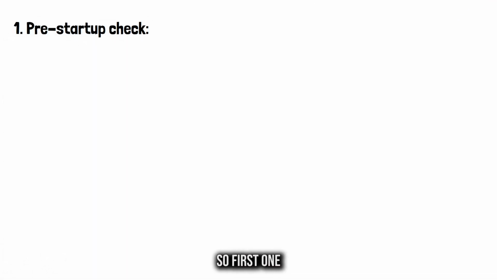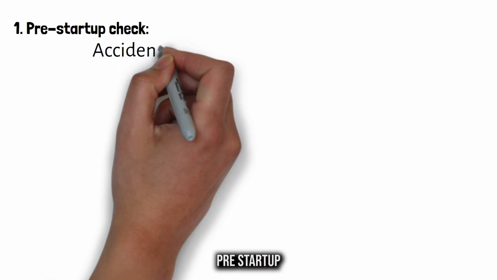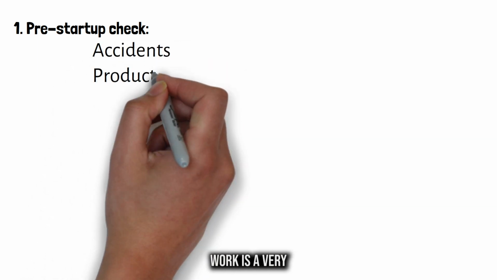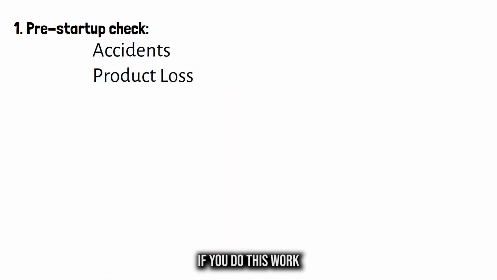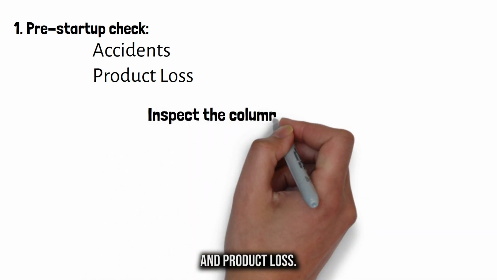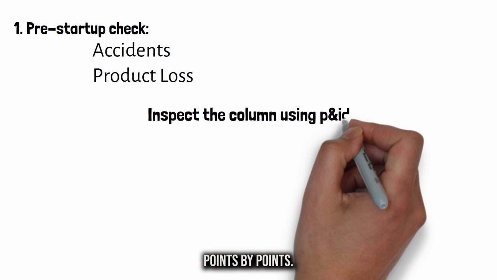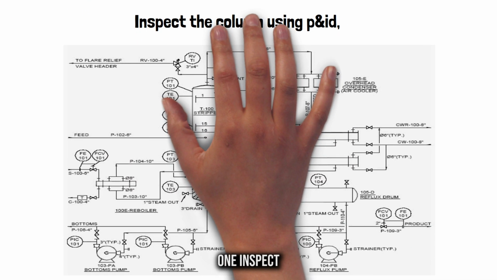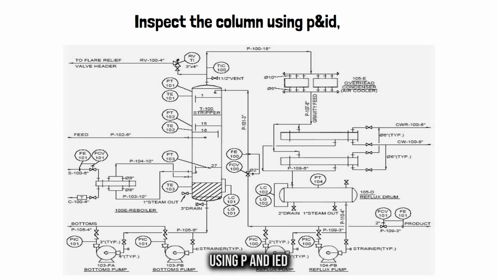So first one, pre-startup check. Pre-startup checking work is a very important one. If you do this work properly, you can control accidents and product loss. Now I'm going to tell you points by points, so note these points. 1. Inspect the column using P&ID.